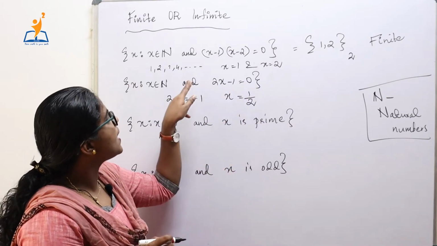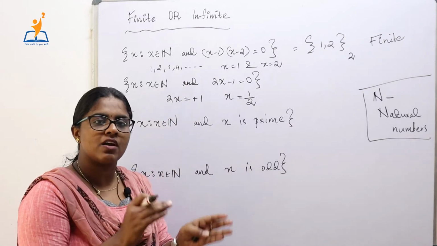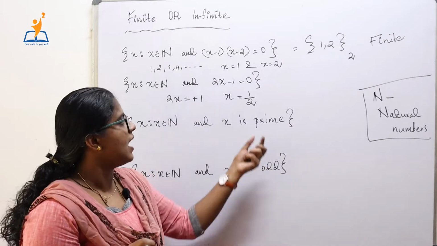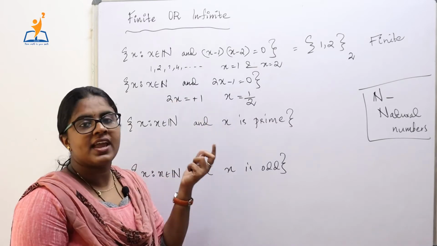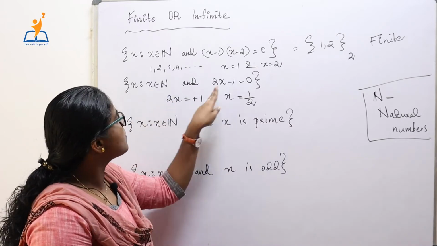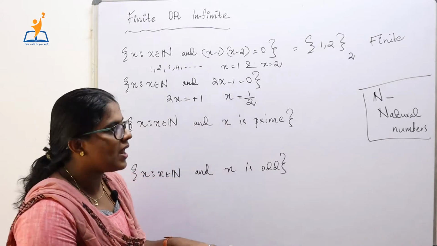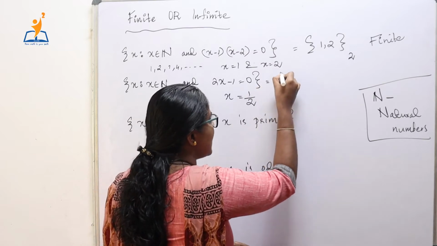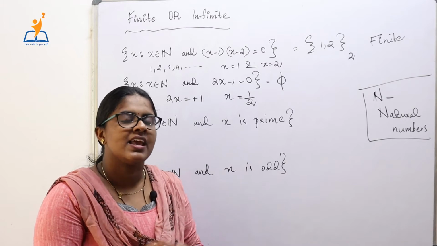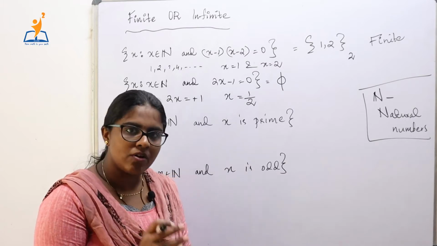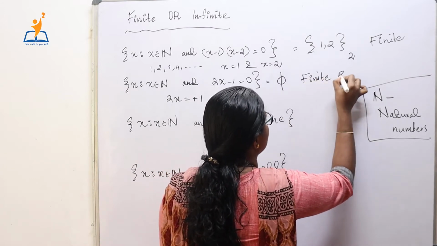But we know that 1 by 2 does not belong to the set of natural numbers because natural numbers are 1, 2, 3, 4, 5, 6, etc. And 1 by 2 is not a natural number. So we cannot find any element satisfying both of these conditions, which means this set contains no elements, which means this set is an empty set. What about an empty set? Is an empty set a finite set? Yes, of course, an empty set is always a finite set. So this is also a finite set.